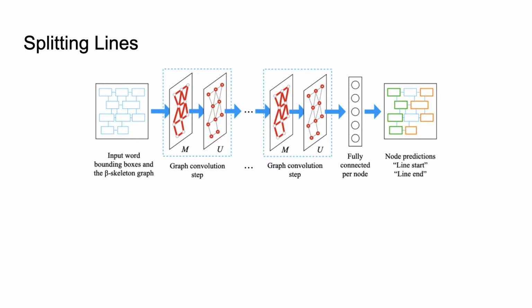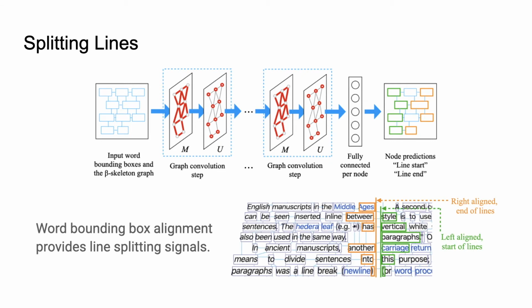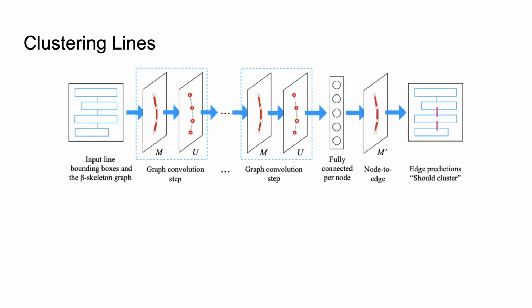Using such a graph on the word bounding boxes, we have a GCN that can do node predictions on whether a word is a line start or line end. These predictions can be inferred from the word bounding boxes' alignment propagated from the graph convolutions. And we can simply follow the model predictions to split the lines. And after that, we cluster these lines by another GCN.